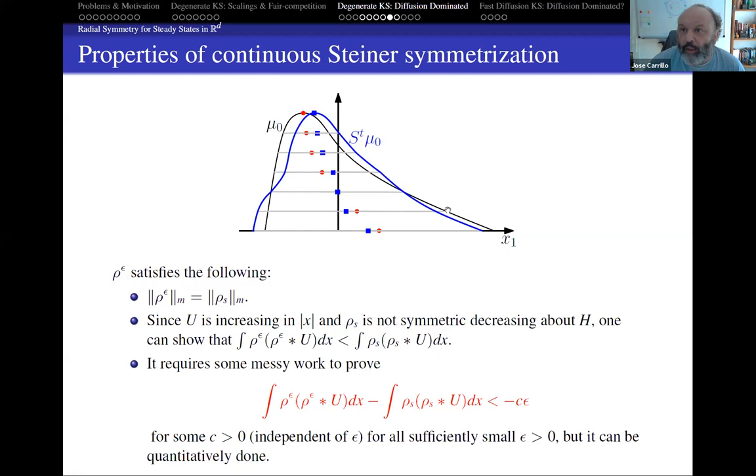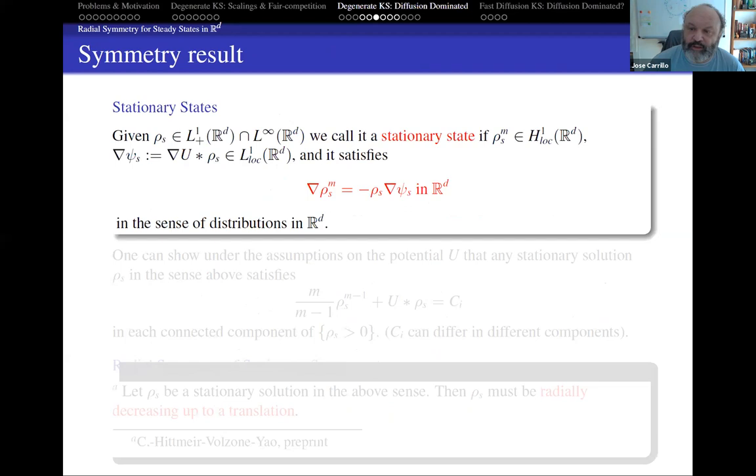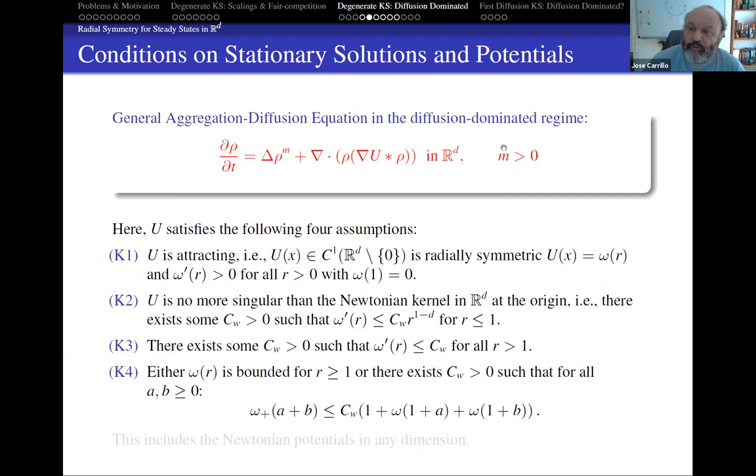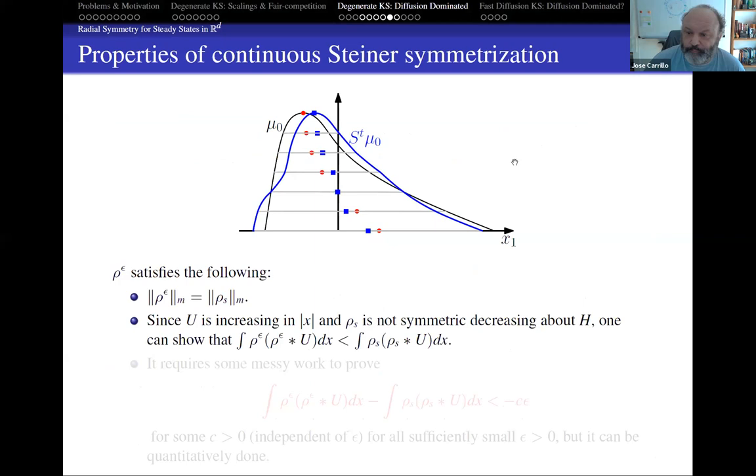Let me just mention that this result works under the assumption that we have a steady state, independently also of the fact that it's in the fast diffusion or porous medium regime. So it's for any m positive, just assuming that we have a steady state. If there's a steady state, then they have to be radially symmetric and radially decreasing.